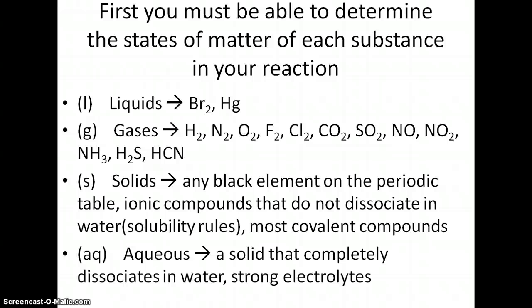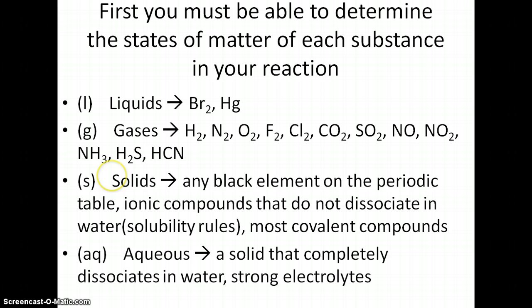If you look at the periodic table in my classroom, the liquids are going to be blue. That's going to be bromine and mercury. Gases are red, so that's hydrogen, nitrogen, oxygen, fluorine, chlorine. And then the rest of them you kind of have to memorize. So carbon dioxide, sulfur dioxide, nitrogen monoxide, nitrogen dioxide, NH3, H2S, and HCN. So you need to memorize those last couple.